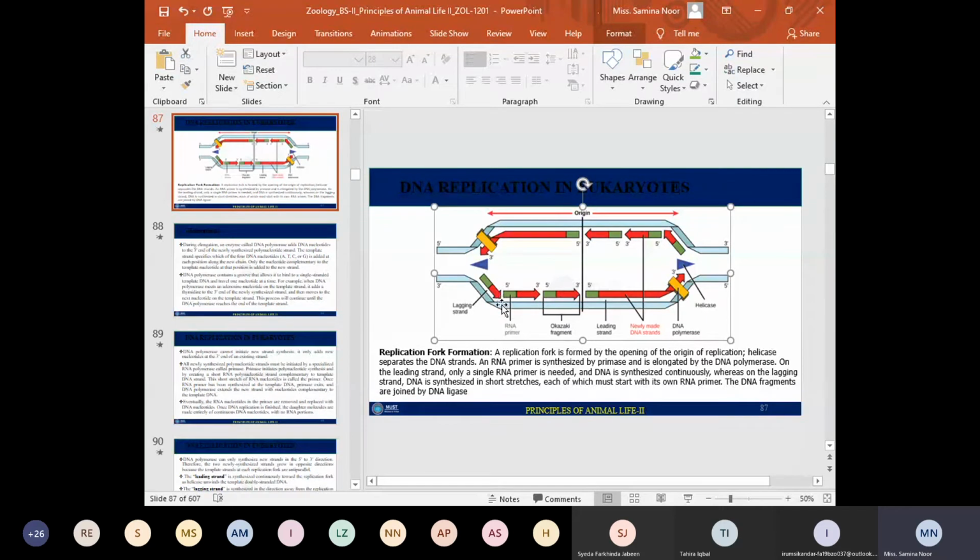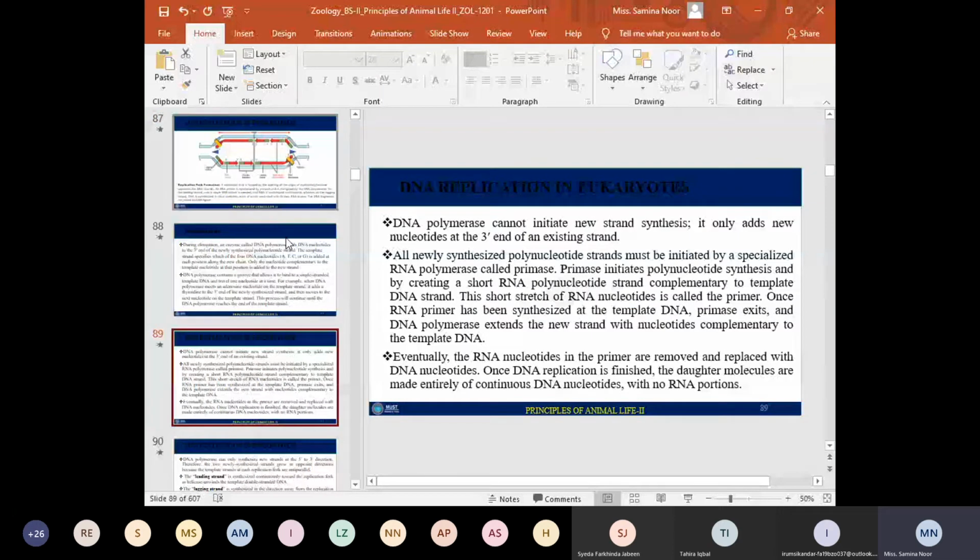And not a single primer is involved in the formation of the lagging strand, but for each fragment, a new primer is required to initiate the synthesis of a new piece of DNA at each Okazaki fragment. Hope you got some idea about the elongation and the initiation of the DNA replication.